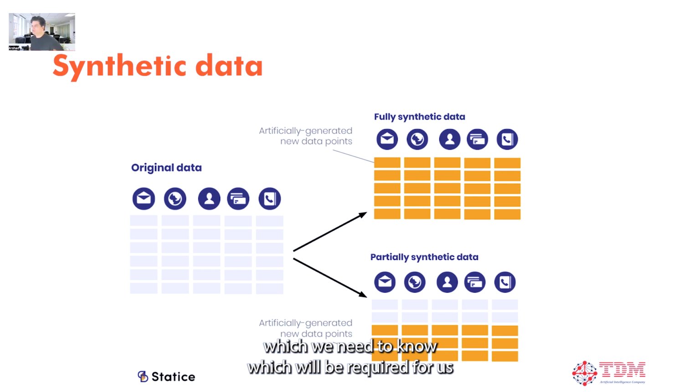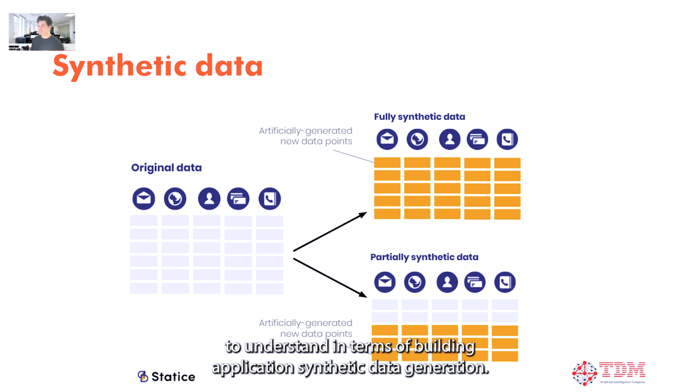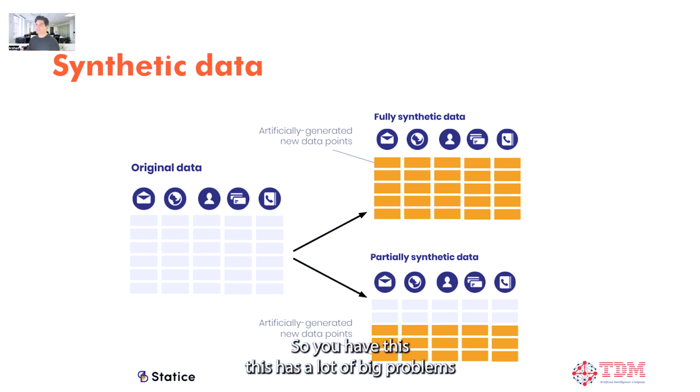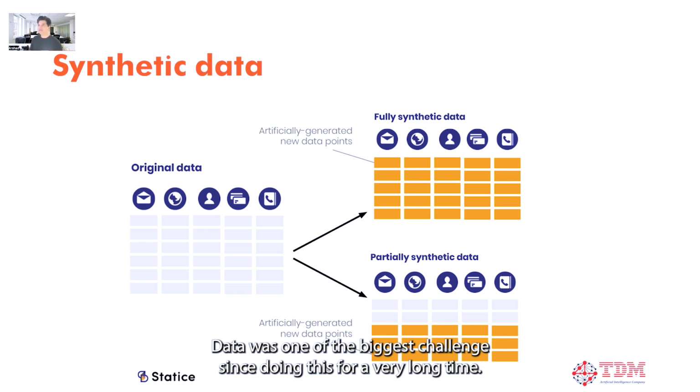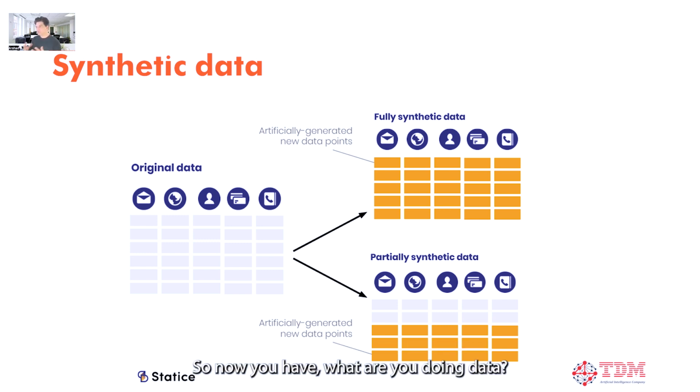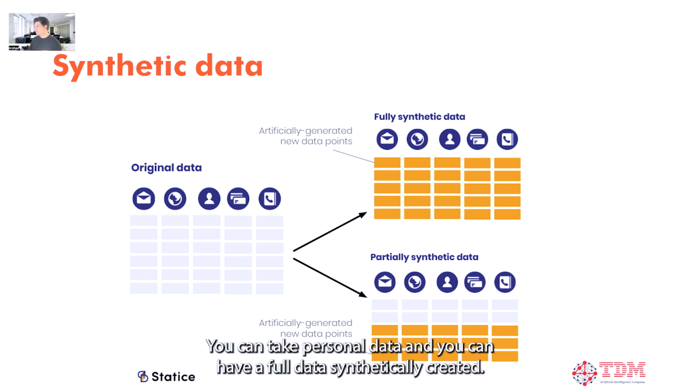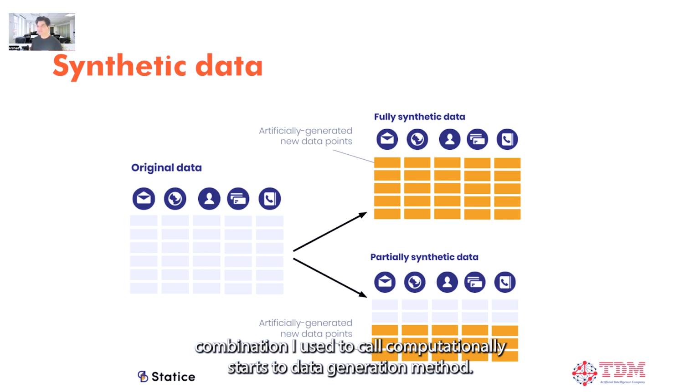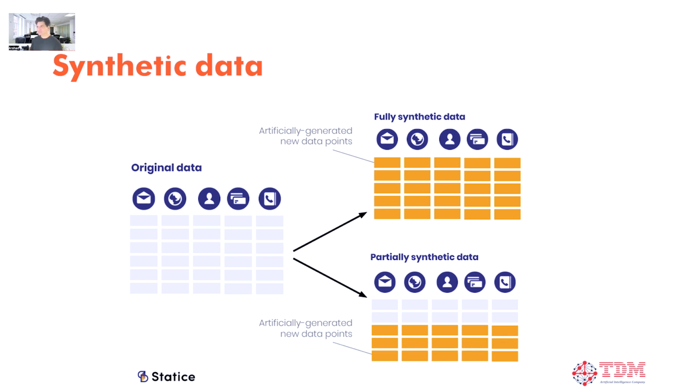Another concept we need to know, which will be required for us to understand in terms of building applications, is synthetic data generation. This has solved a lot of big problems in industry, especially for mid-sized and small companies like us. Data was one of the biggest challenges, and I have been doing this for a very long time. So now you have original data, you can take partial data and have full data synthetically created. It is a combination of various rows and columns using some probability combination. I used to call it a computational statistical data generation method. Now it's tagged as synthetic data generation.